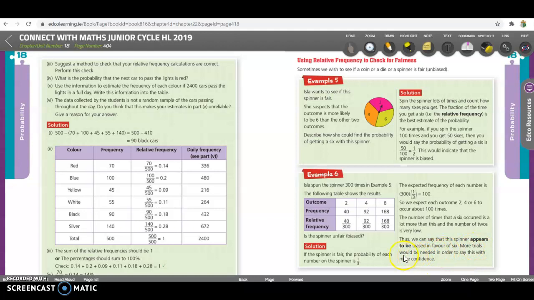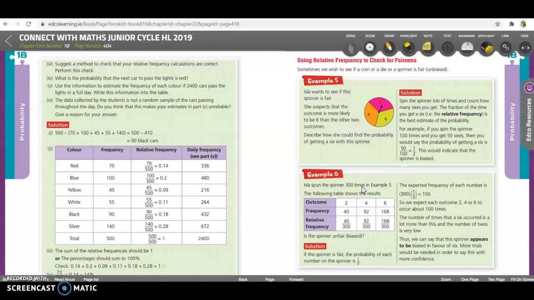So always put that little sentence in there that you would like to do more trials to figure out for sure if it's biased. So you don't want to spin it 300 times. You want to spin it 3,000 times, 30,000 times, 3 million times. And if it's still biased after 3 million spins, then it seems to be biased to me. So just in an exam, I would always cover off that you want to do more trials to say for sure.